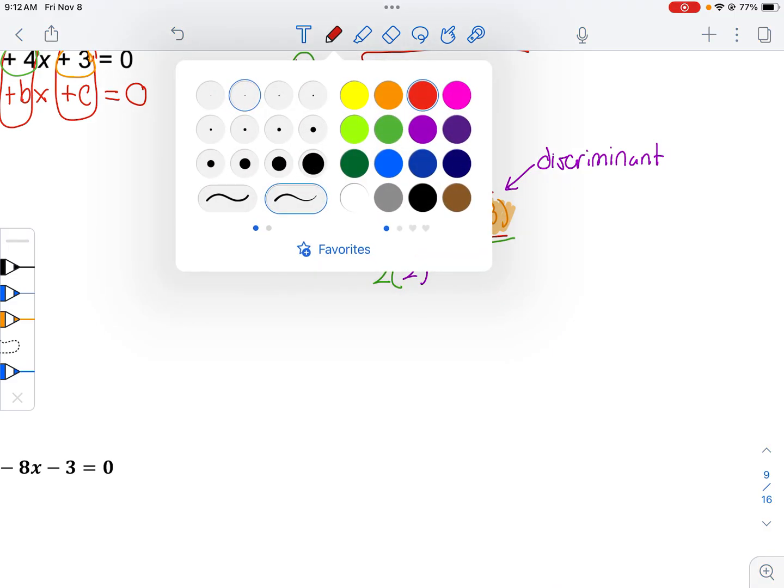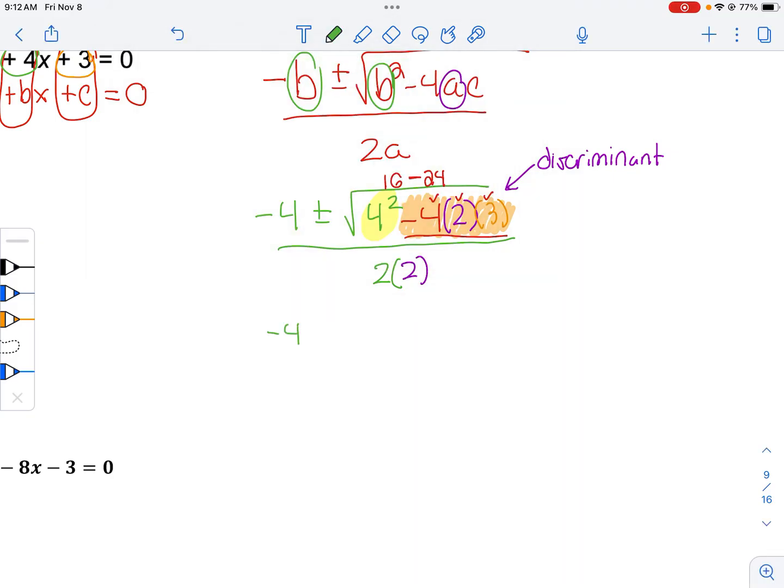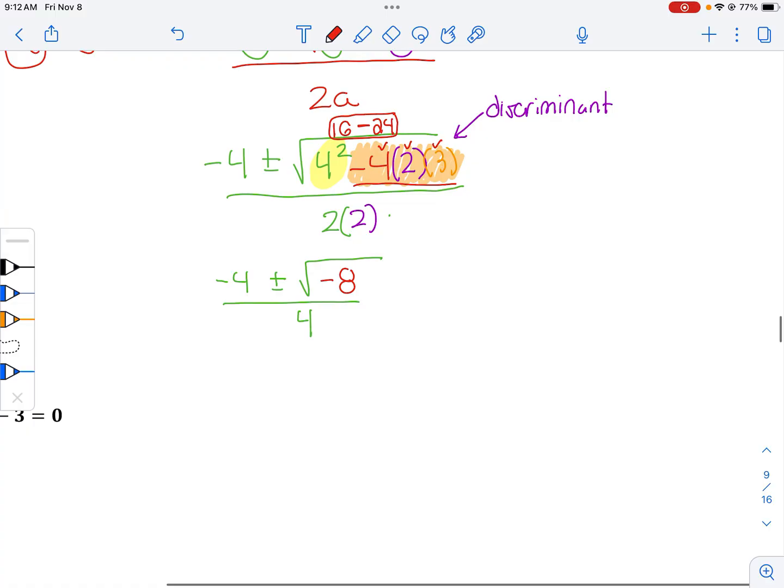Okay, so I'm going to come down here and write my new problem again. Negative 4 plus or minus the square root. In the denominator, 2 times 2 is 4. And inside that square root is going to be this 16 minus 24, which is negative 8. Okay, so that's the first part.